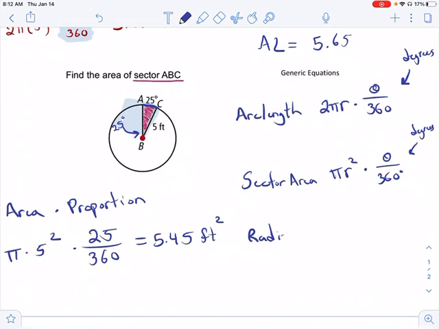For in radians, arc length is actually pretty nice. It's just radius times my angle. And then for sector area in radians, I don't know that there's any great relationship between the two. So I actually might just recommend doing pi r squared times your radian measure over 2 pi. That ends up giving us that same result, or that same proportion of the circle.